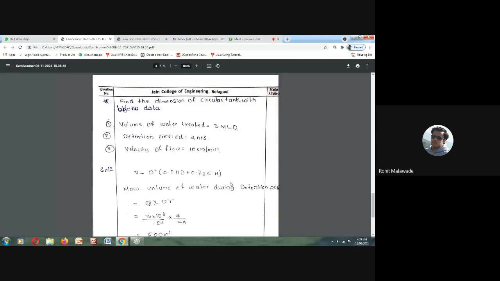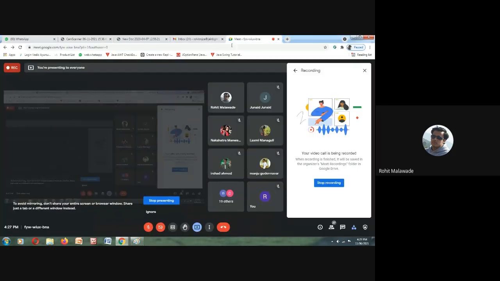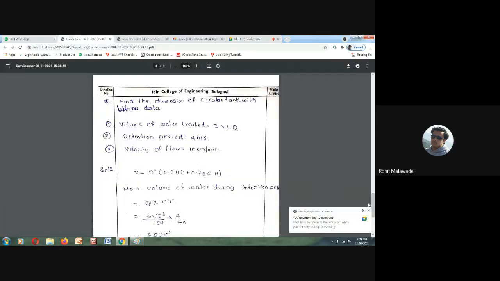Now we will see one more type of tank. What we are going to have is a circular sedimentation tank. So we will see what that circular sedimentation tank is, and how we can design a circular sedimentation tank.